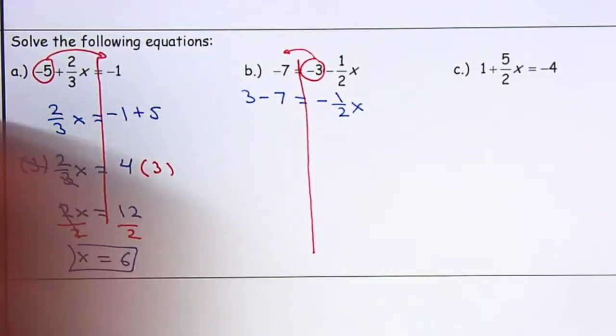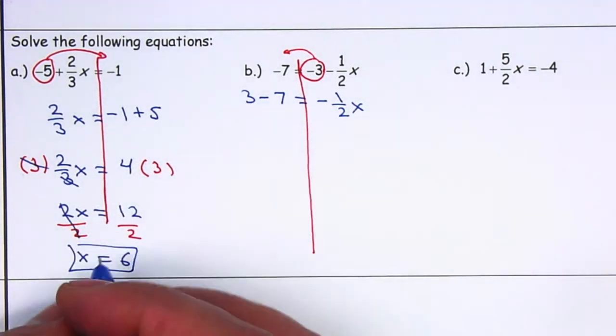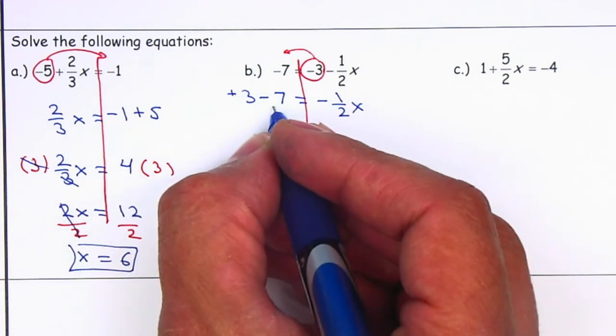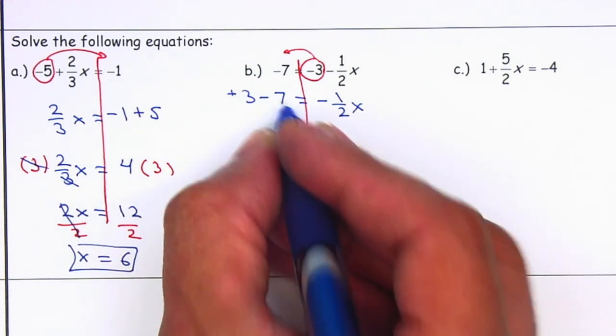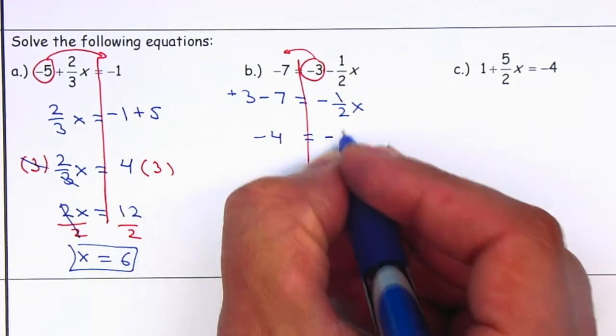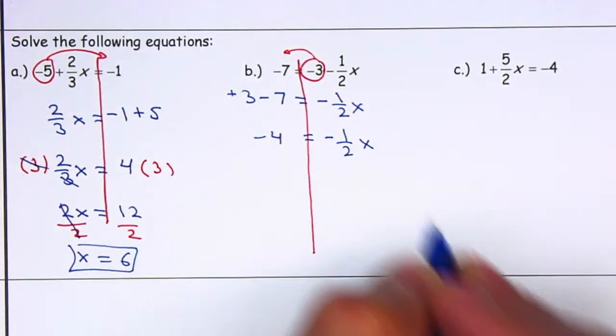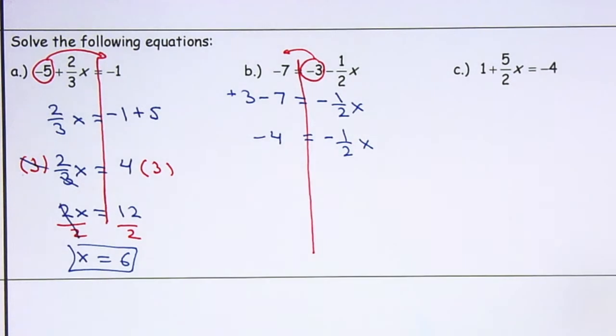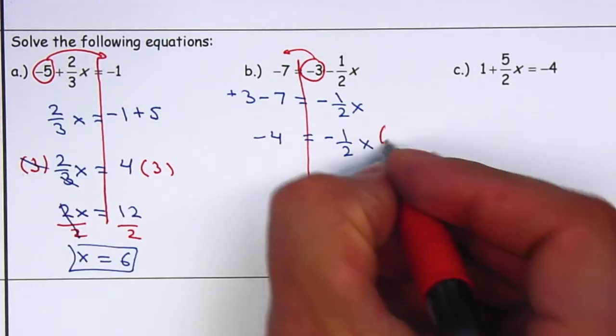I'm going to simplify. So 3 minus 7 will be negative 4. They have different signs. This is a positive, that's a negative. Subtract, keep the sign of the bigger number. Negative 1/2 x. Now we want to get rid of the denominator. So it's dividing, so we're going to multiply by 2 on both sides.